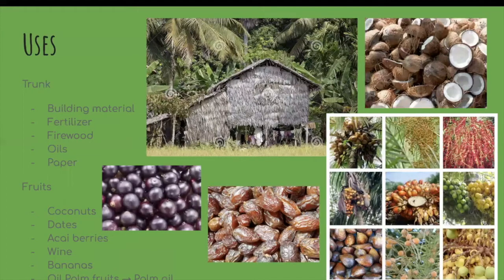There are a ton of uses for palm trees. The trunks themselves can be used for building material. They aren't as sturdy as most other woods, but as you can see, it can be done fairly well. They can be used for fertilizer, firewood, and even paper. And the oils that are in the trunks can be extracted and used for soft drinks, cooking, preservatives, syrups, soaps, resins, dyes, and finishes.